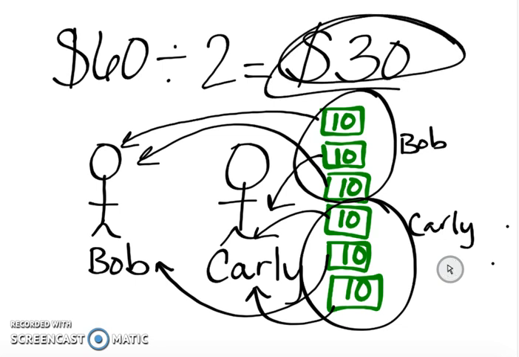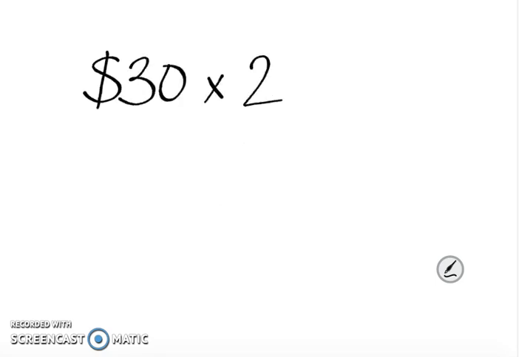So how can we double check that our division is right? Well, division is the opposite of multiplication. So to check our answer, we can multiply our answer by what we divided by. So on the next page, I can take $30 times 2 to see if I get $60. Let's go ahead and do that. $30 times 2, and we want to make sure that we get $60 as our answer.